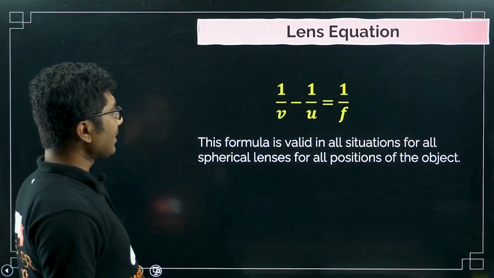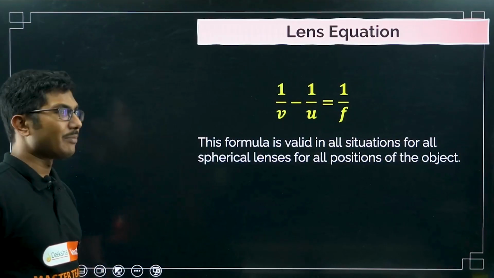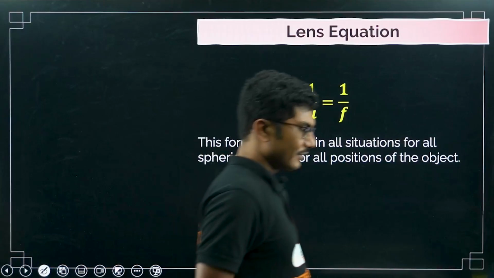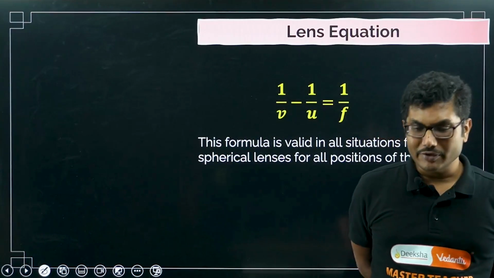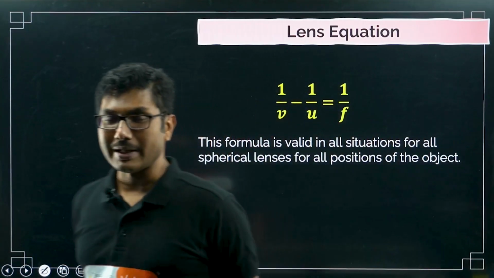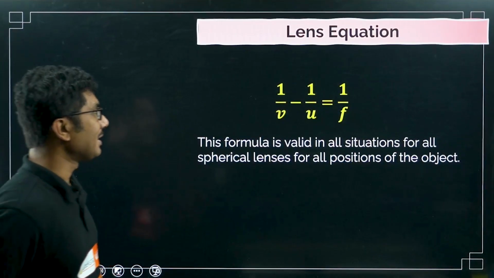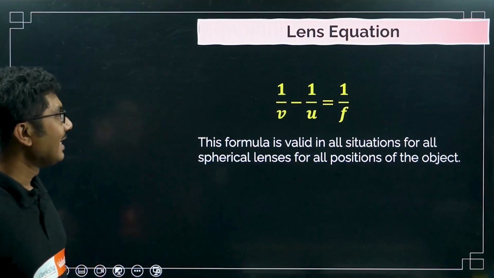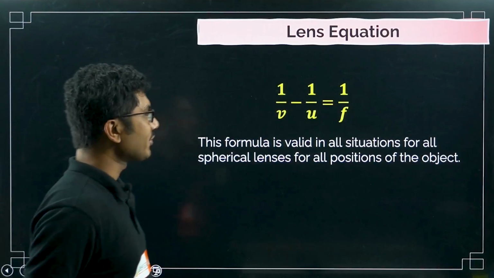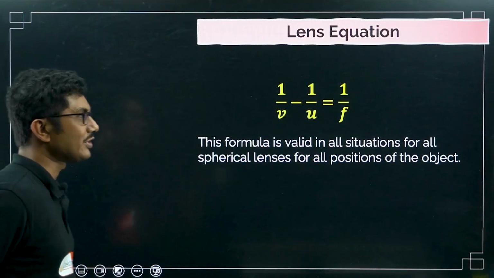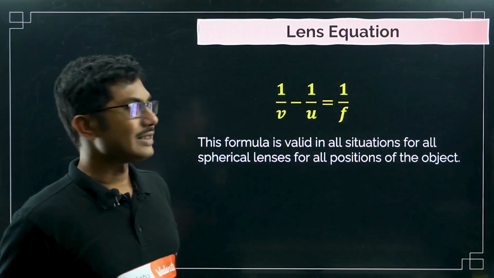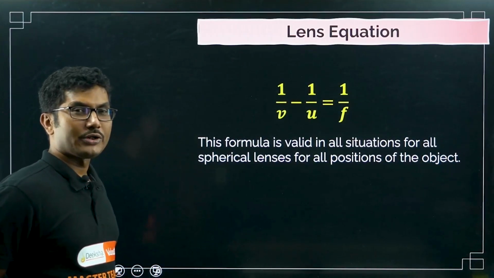Now the lens equation: 1 by v minus 1 by u equals 1 by f. In case of the mirror equation, it was 1 by v plus 1 by u. In this case, 1 by v minus 1 by u. You have to remember the difference. And this formula is valid for all situations, for all spherical lenses, for all positions of the object. There is no exception. This is a common equation.